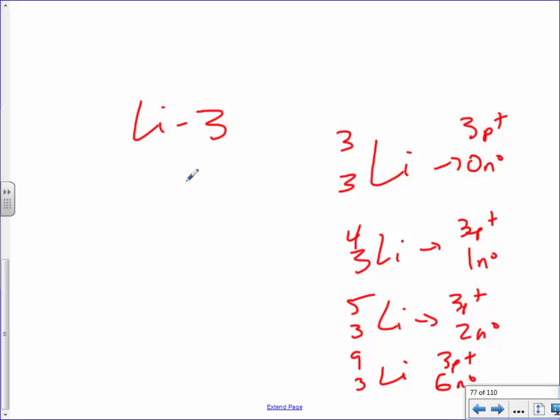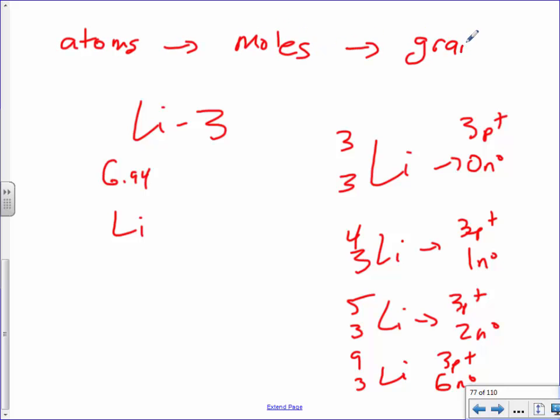Well, that number on your periodic table that says lithium is 6.94, the 6.94 is the average weight. So some lithiums weigh 3, some weigh 4, some weigh 5, some weigh 12, some weigh 7. This is the average weight. What we need is a way to turn individual atoms into moles, and then eventually turn that into something we can measure, which is grams. That's what I want to show you how to do over the next few slides.